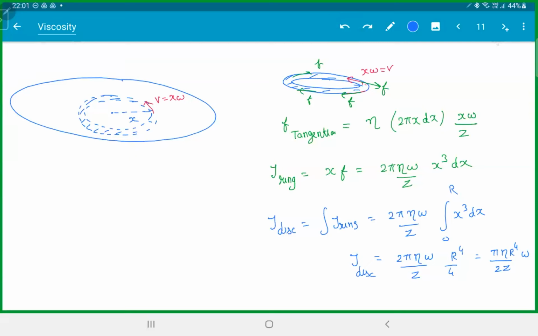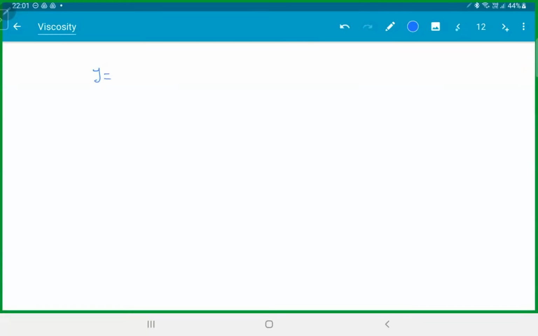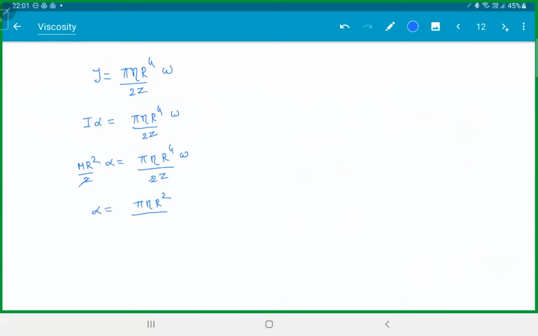So after this, what to do? The torque I got, pi eta r power 4 by 2z omega. Torque is nothing but I alpha. I is nothing but mr square by 2. Two goes off. We get alpha is equal to pi eta r square by mz omega. What is alpha? Minus d omega by dt, because it is decelerating.